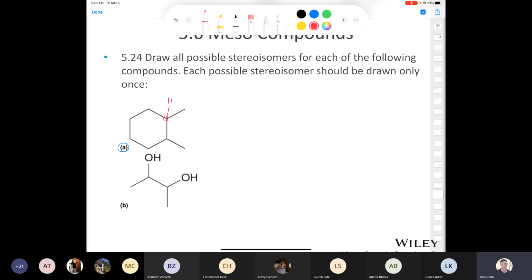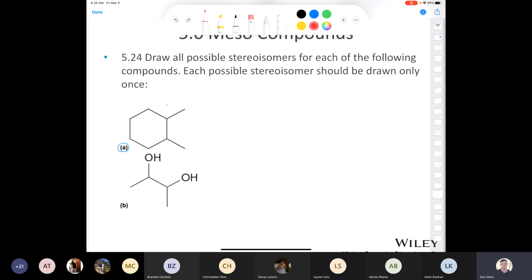Remember, a chiral carbon is one that is attached to 4 different groups. We've got a hydrogen, we've got a methyl, we've got a methylene here, and we have a methine. So those are clearly 4 different groups. So that's a stereocenter, and the other one is a stereocenter for the exact same reason. So again, I have a stereocenter here, and I have a stereocenter here.